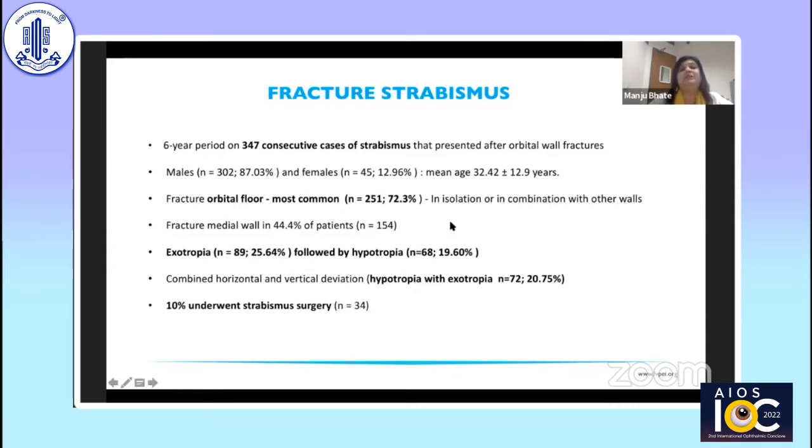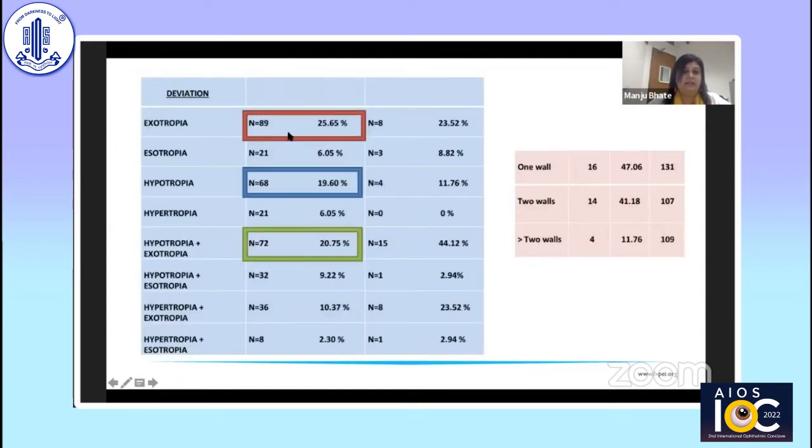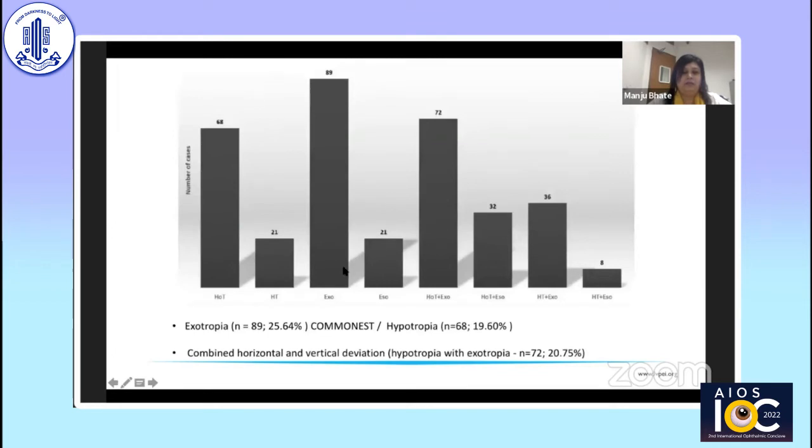The orbital floor fracture was more common, followed by medial wall fractures. And the resultant strabismus was not just restricted, but also paralytic, and exotropia was more common, followed by hypotropia. And in the combined deviation, it was a combined hypo with exotropia, which we noted. So as we can see in some of these bar diagrams here, the floor is more involved, followed by the medial wall. And also in the deviation, it's the exotropia, the hypo and the exotropia, which is more frequent, followed by the hypertropia. And again, the exo is more commonly involved.